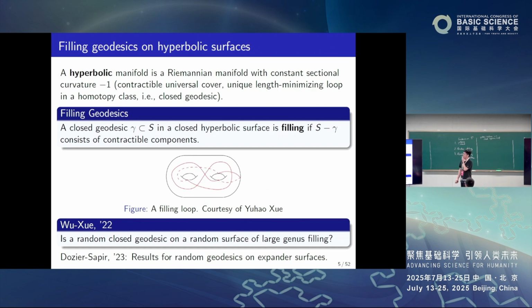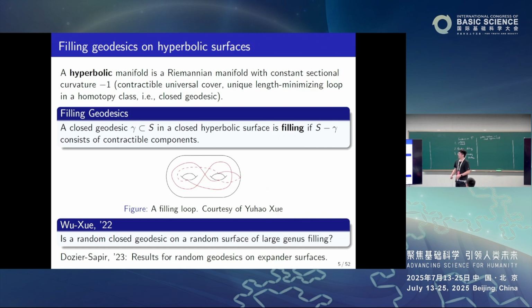So I really like this question, and this question definitely attracts attention of international mathematicians. Taylor and Sapir have results which are related to this question. They say a random geodesic on expander surfaces would be filling. So today's talk is about how this phenomenon generalizes to surfaces in three manifold.